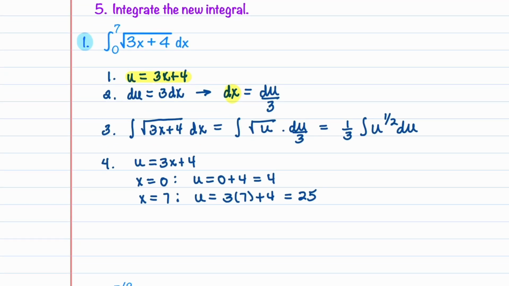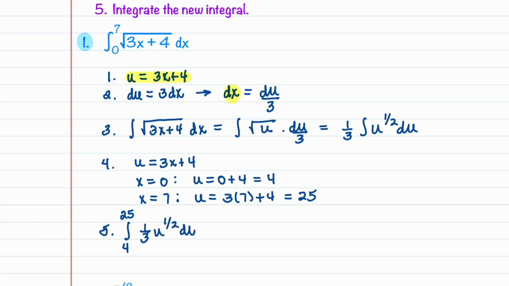In step 5, we are going to integrate our new integral. Now we're going to put back in limits, but now they're going to be in terms of u. u is going to go from 4 to 25, and our integral is 1/3 u to the 1/2 du. That 1/3 came back inside. Now we'll go ahead and pull it to the outside. This is 1/3 integrating u to the 1/2. We're going to add 1 to 1/2, so we get u to the 3/2, all divided by 3/2. And we're going to evaluate this from 4 to 25.